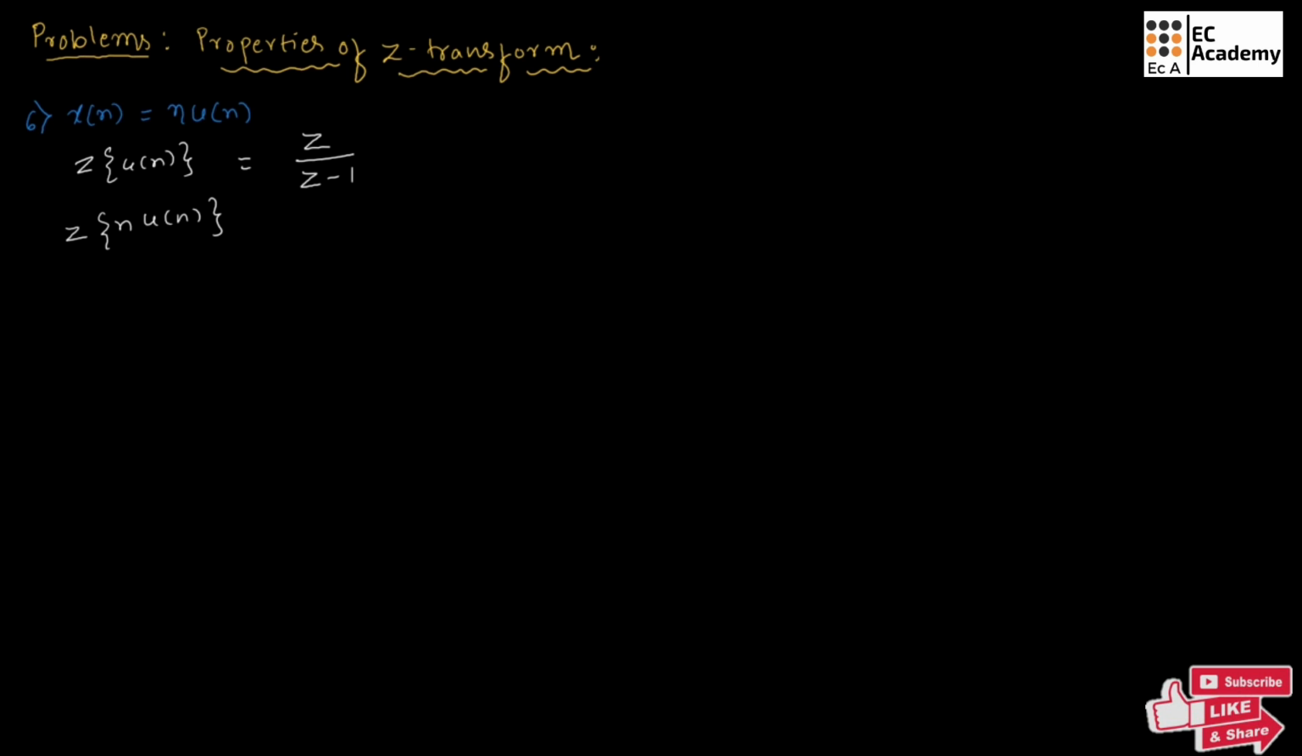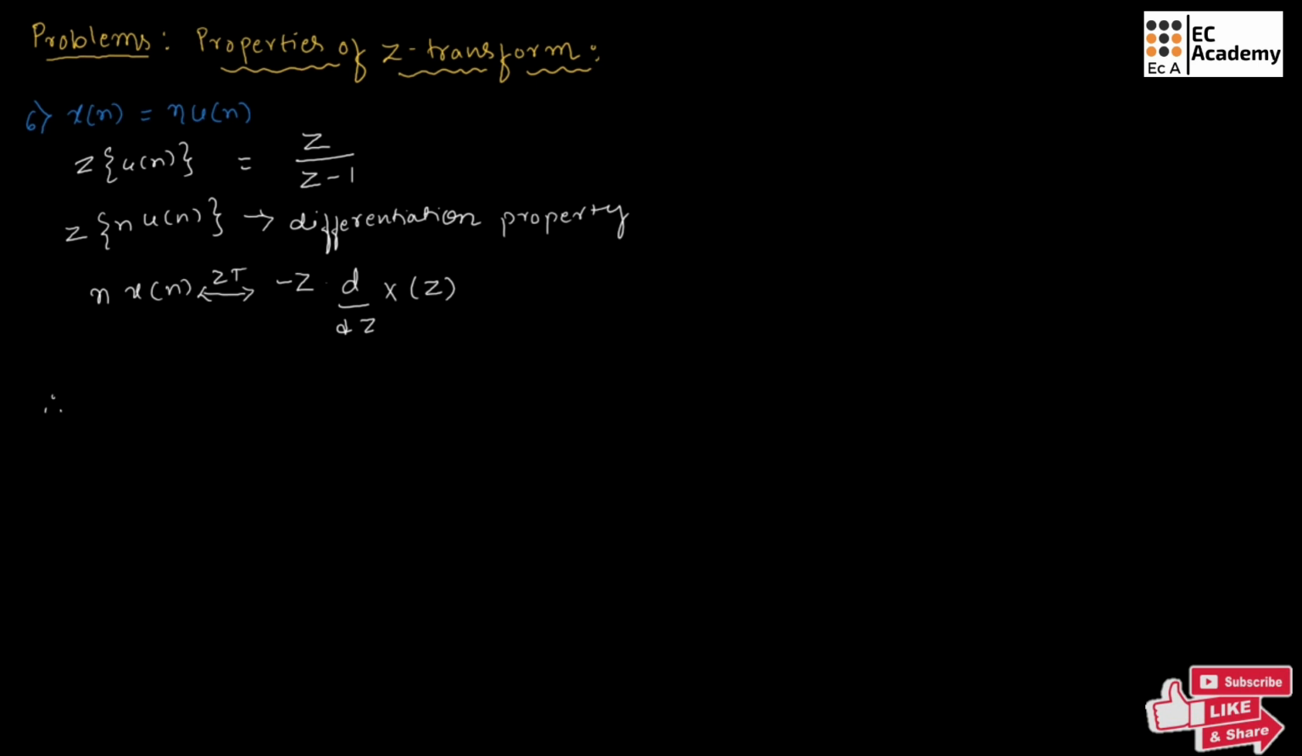To find the Z transform of n into u of n, we need to use differentiation property. So which states that n into x of n, if we perform Z transform, we will get minus z into d by dz of x of z.